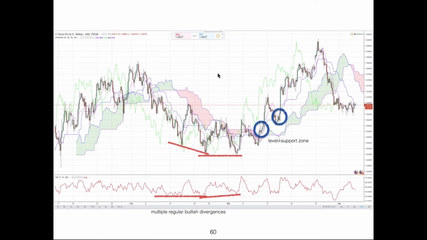Your level is a support zone. The support zone was found on the Kijun-sen line. The signal is the rejection at the support level. Your trigger is a long green candlestick that followed these bounces. Then we find the hidden bullish divergence to signal trend continuation.